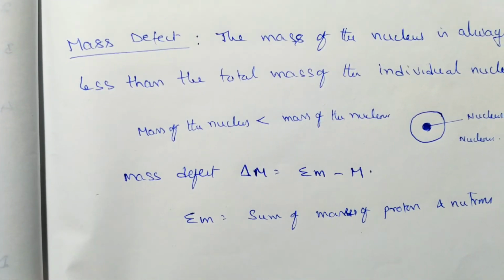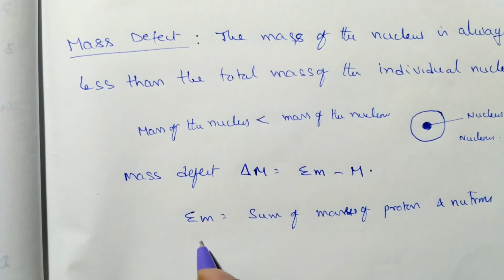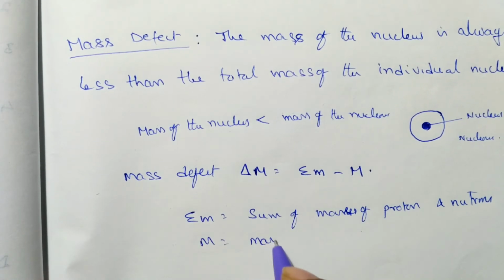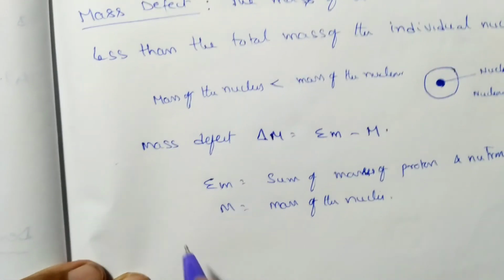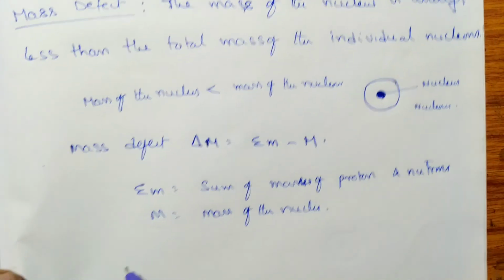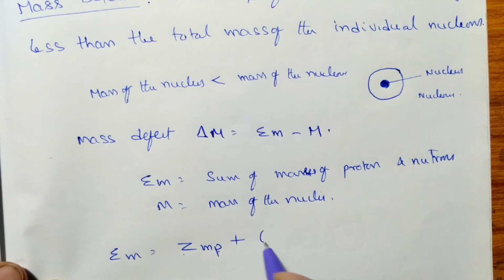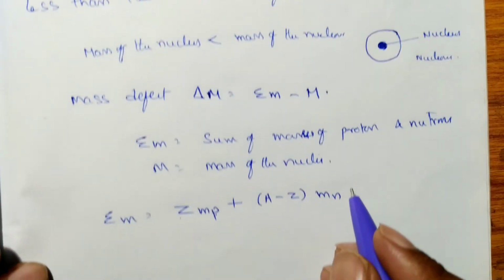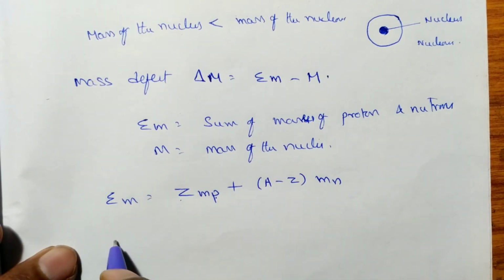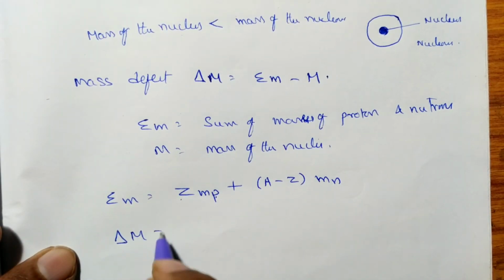Sigma m means, capital M means mass of the nucleus. Sigma m is equal to Z into mp, plus atomic number into mass of the proton, and A minus Z into Mn, the number of neutrons into mass of the individual neutron.